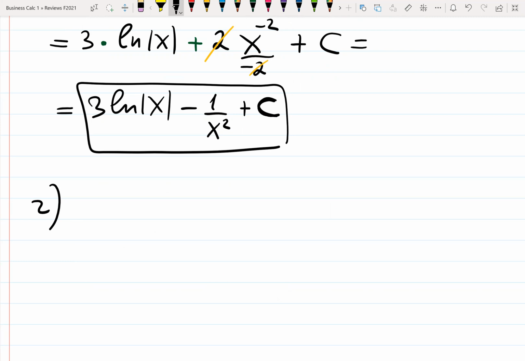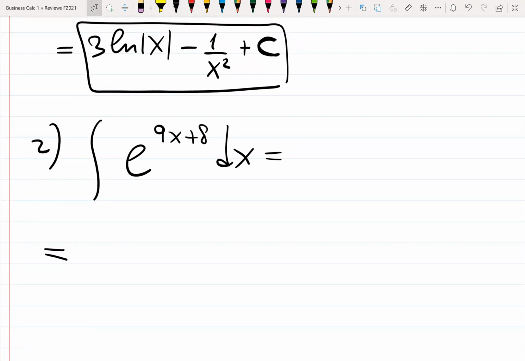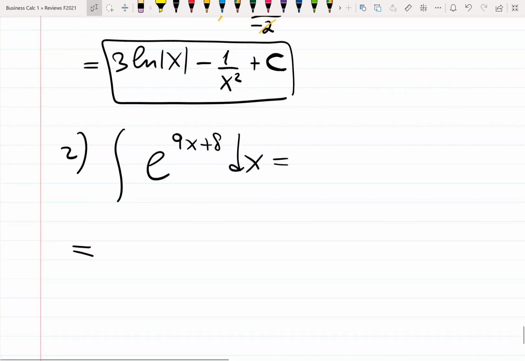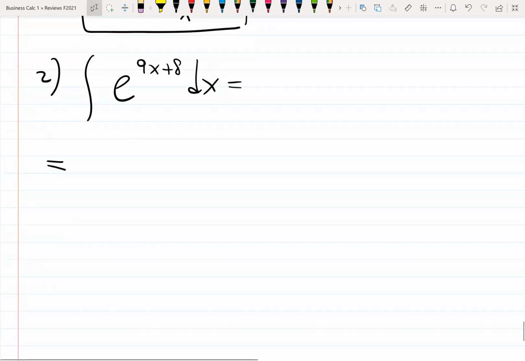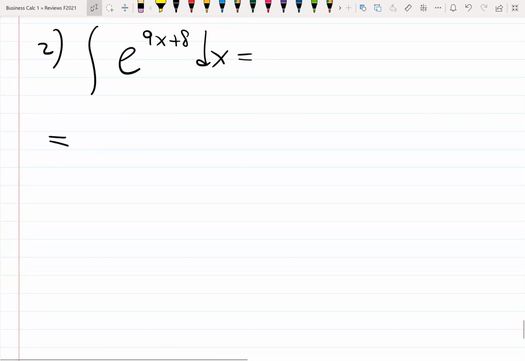And this integral of e to the 9x plus 8 dx, like so. We did it today. Let's do it again. There are shortcuts. I have a YouTube video on those shortcuts, but I can write it down for you right now really fast.